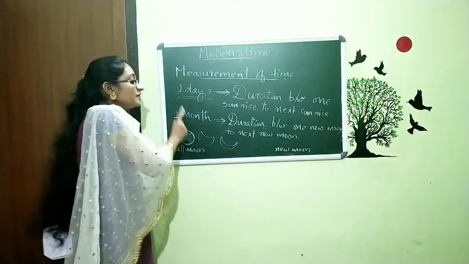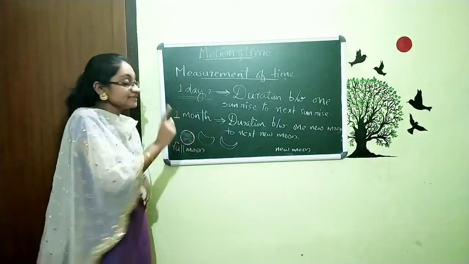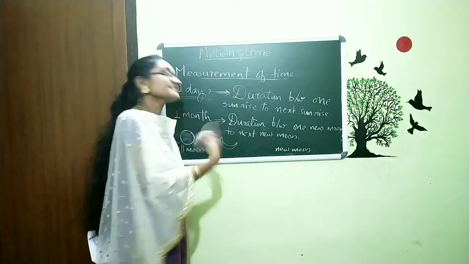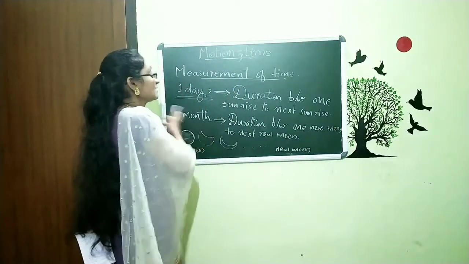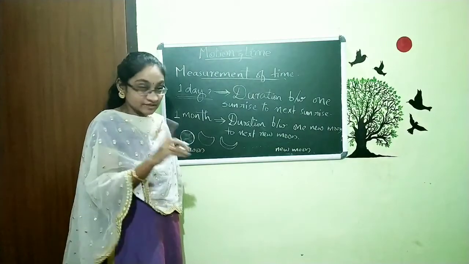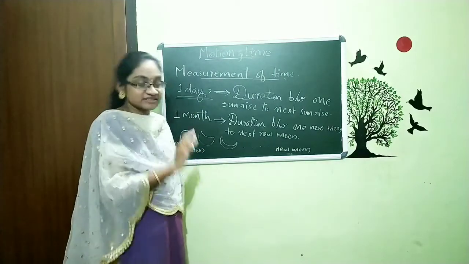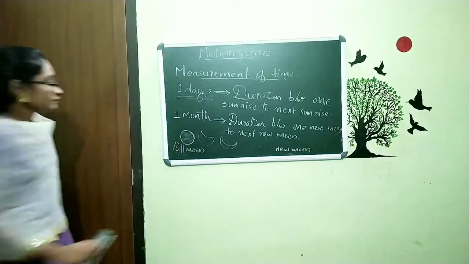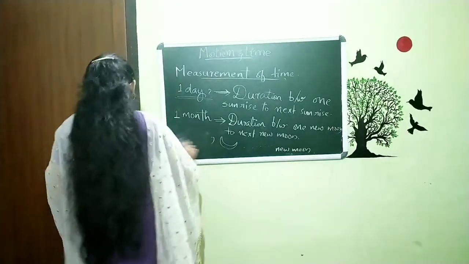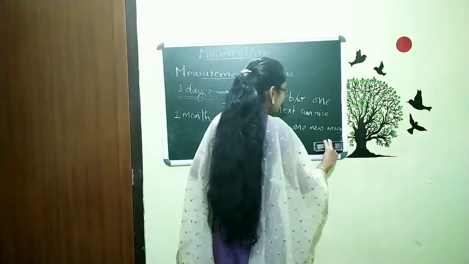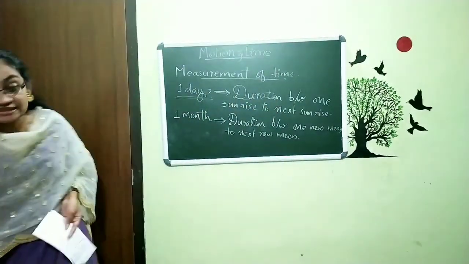So, 1 month can be defined as the duration between one new moon and the next new moon. So, this is the definition for 1 month. This is how the people defined 1 month in ancient times. Now, in a similar way, how can we define 1 year?